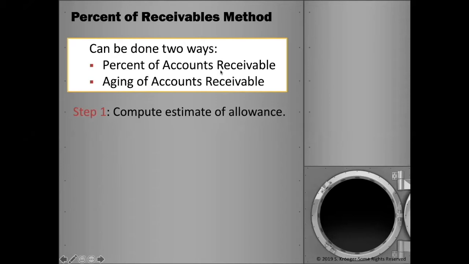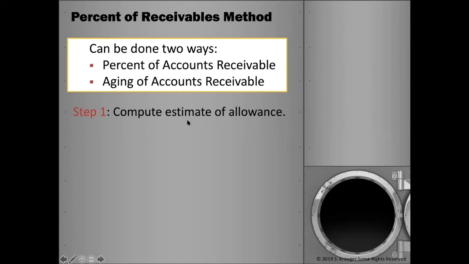The percent of receivables would just be the same thing as percent of sales, but we'll be taking a percent of the accounts receivable account as a whole. We'll be going over the aging of accounts receivable as well coming up in a few slides. First, we'll just start really with the percent of accounts receivable because it's easier. You still follow the same steps when you get the estimate though. Use one of these methods to get the estimate of the allowance.